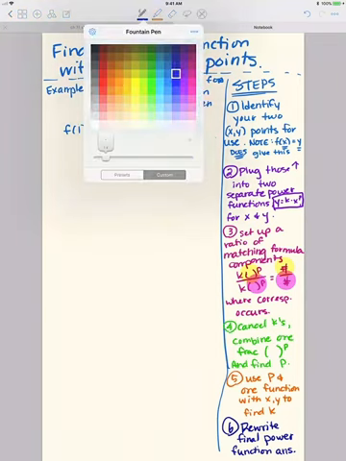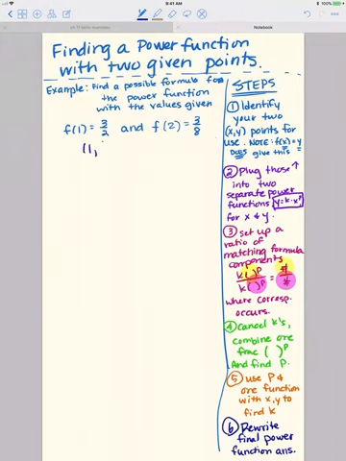Take those, identify your x and y values. So we'll have 1, 3 halves as our first point, and 2, 3 eighths as our second xy point. We'll plug those values into two separate power functions, which again is y equals k times x to the p. So we have 3 halves equals k times 1 to the p, and 3 eighths equals k times 2 to the p.